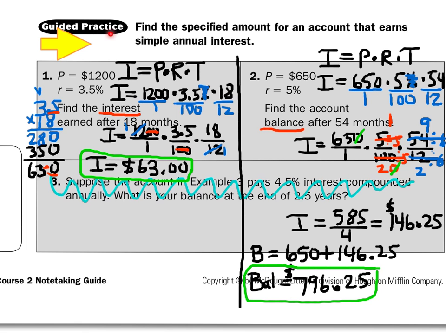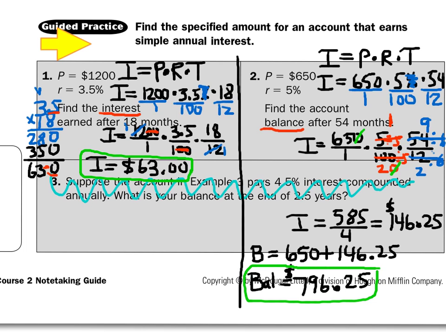Okay, so let's look at guided practice number 1. They told us that the principal was $1,200. The R, the annual interest rate, was 3.5%, and they want us to find the interest earned after 18 months. Okay, so I use I equals P times R times T. So I put in the $1,200 for the P, the principal is $1,200. The R is 3.5%, and the amount of time is 18 months. So I put 18 over 12. Now make everything look like fractions. So I put 1,200 over 1. And then to make the 3.5% a fraction, I put it over 100 and I cross out the percent symbol, and then 18 over 12.